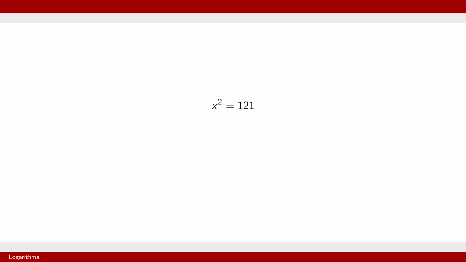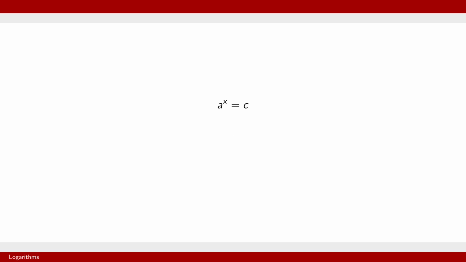If we write this, it is obvious that we find x by taking the square root of 121. But what if the exponent is unknown? The unknown value of the exponent is called the logarithm. In this example, the logarithm of 8 to base 2. We write it like this.